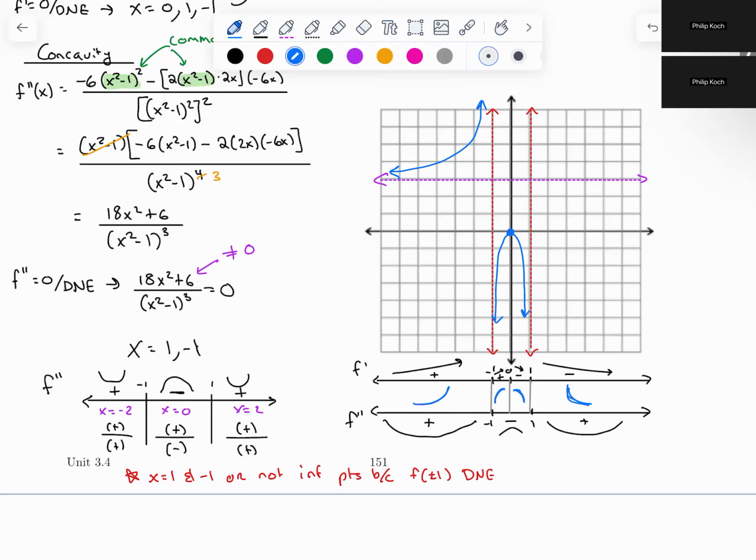And last but not least, it should be shaped like this, so it has to be this portion. There's no other way for it to hug the asymptotes and also have that curve that we've drawn in our little cheat sheet.